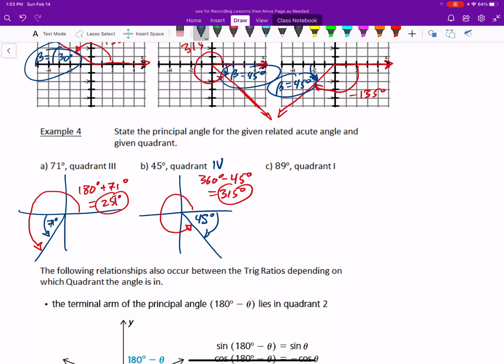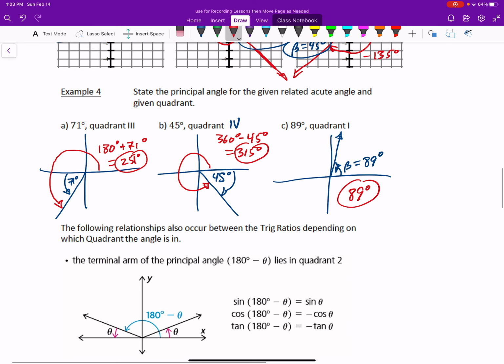89 degrees in quadrant 1. If things are in quadrant 1, they are what they are. The related acute angle is going to equal the principal angle, because in quadrant 1 we're only going between 0 and 90 anyway, aren't we? So the principal angle in this case would be 89 degrees, same as the related acute angle. So that's always going to be the case in quadrant 1.